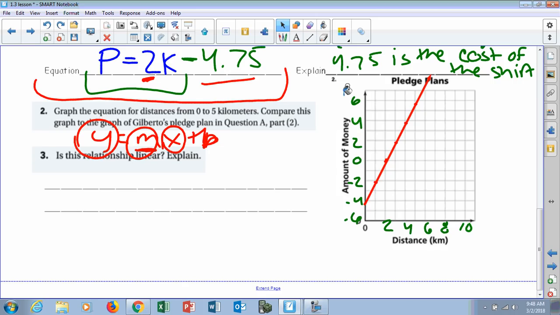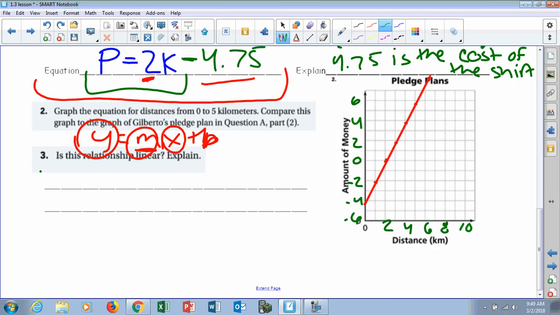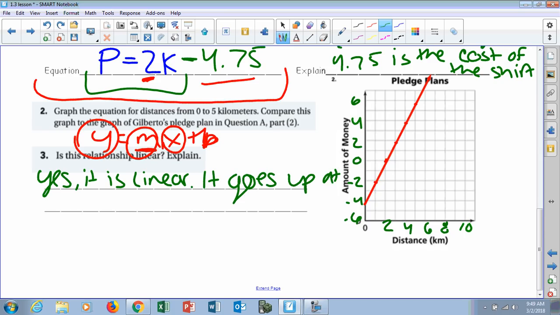That's all they said to do. Based on the equation we just created, make a line. And is this relationship linear? Is this relationship linear here? Robert? Yes. It is linear. Robert, why did you say so? Because it goes up at a constant rate. It goes up at a constant rate of change.